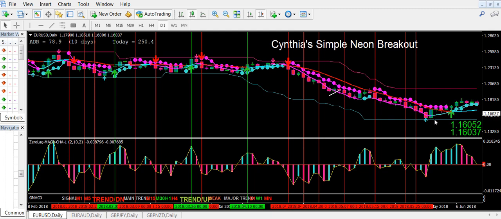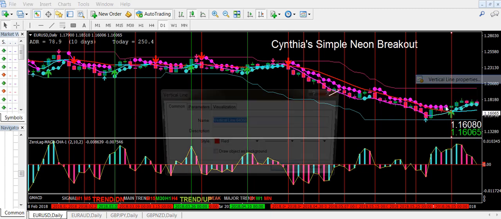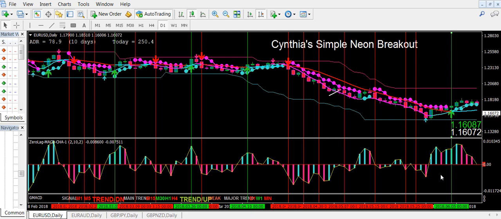Even though a lot of this is still pink, you've got still some green here, but that's mixed colors. That's a consolidation area, and we just don't consider trading until we get a new confirmation where everything turns green, and that would be right here. That's your buy entry. Now let's see what happens after that.